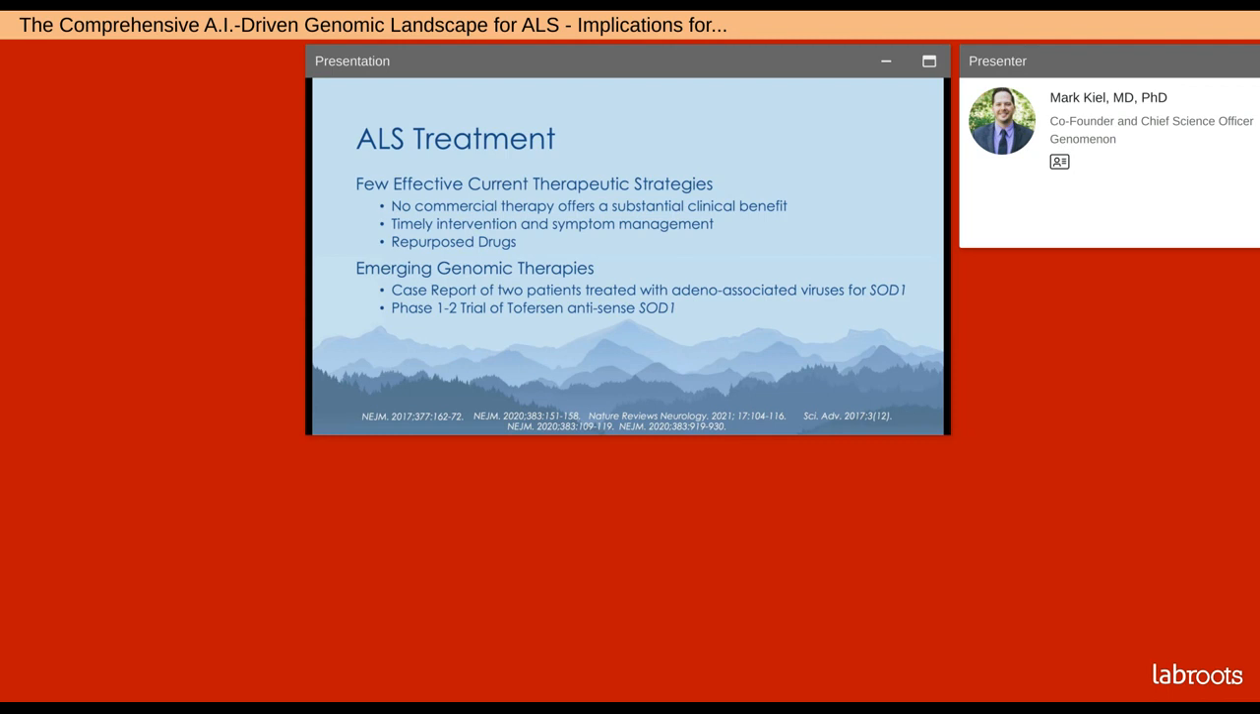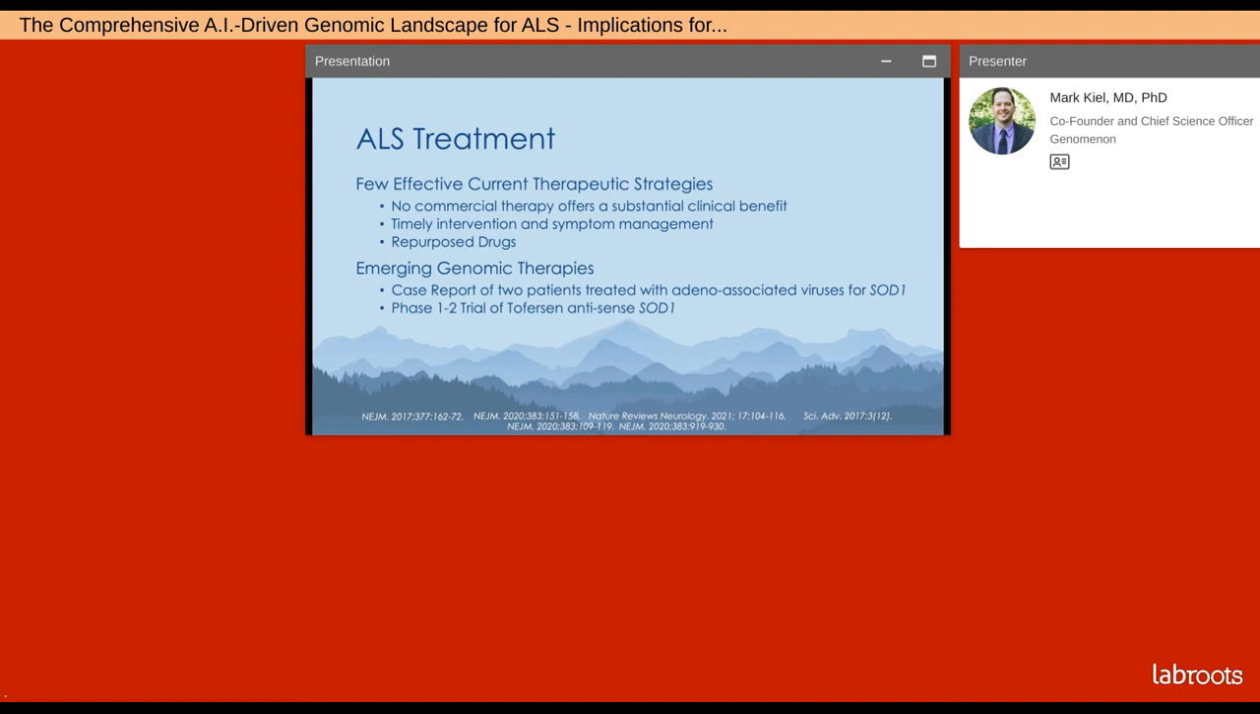There have been a number of recently repurposed drugs applied to the treatment of these ALS patients, but the most exciting recent developments in treating these patients involves genomic therapies that are targeted to some of those specific genes that I alluded to cause ALS. In particular, as recently as summer of 2020, 2 New England Journal of Medicine studies, one a case report and one the results of a phase 1 and 2 trial, have demonstrated that patients benefit from specific genetic targeting for patients who have mutations in the SOD1 gene.